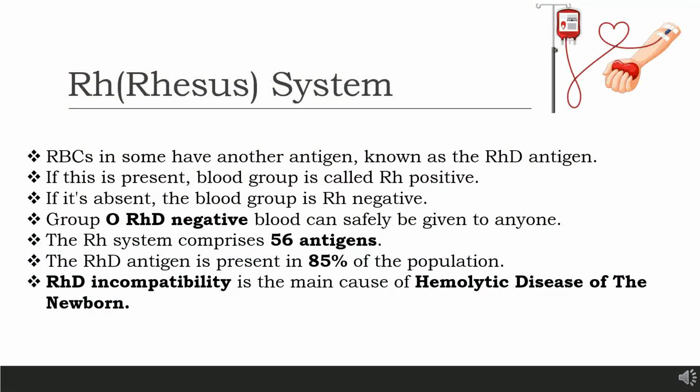Rh or Rhesus system. Red blood cells sometimes have another antigen known as the RhD antigen. If this is present, the blood group is called Rh positive. If it's absent, the blood group is Rh negative. The Rh system comprises nearly 56 antigens. The most immunogenic one is the RhD antigen. The Rh antigens show partial expression due to high diversity. The Rh system has two genes located on chromosome 1.